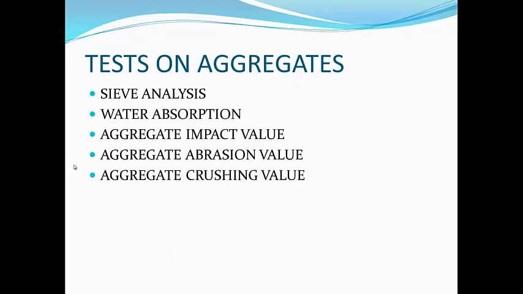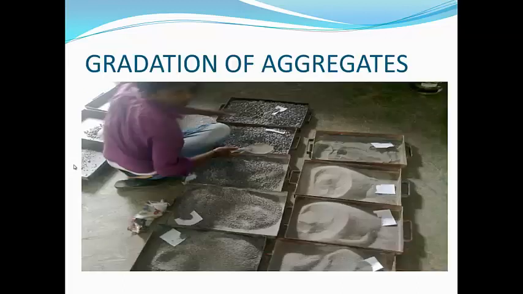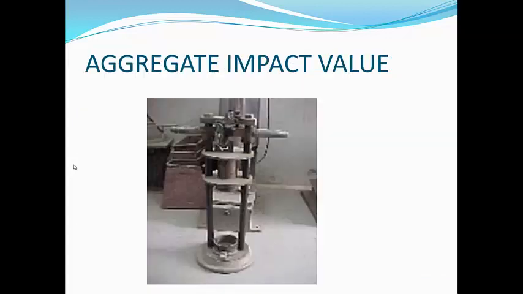Tests on aggregates. The tests that are to be conducted on aggregates are sieve analysis, water absorption, aggregate impact value, aggregate abrasion value, and aggregate crushing value. A set of sizes of sieves are used, starting from 4.5 mm to 0.075 mm. This shows you how the gradation of the aggregates is carried out in the laboratory.